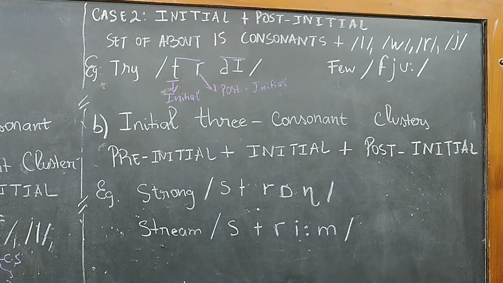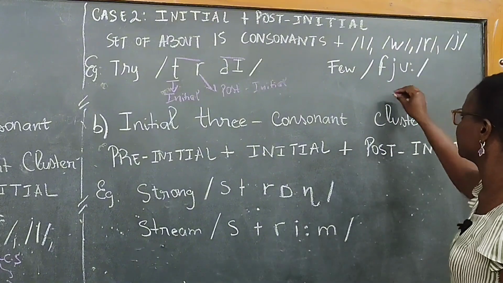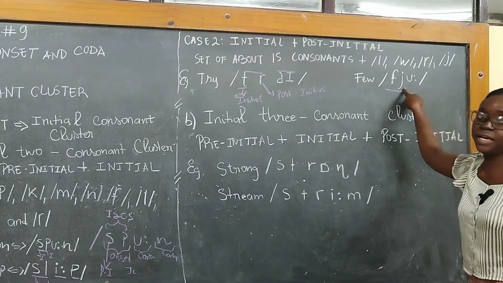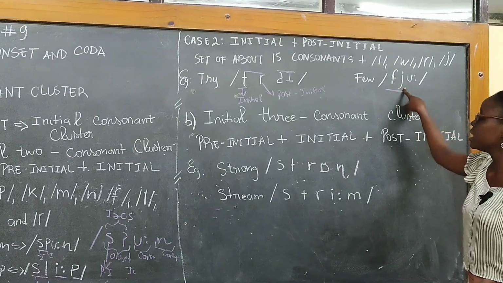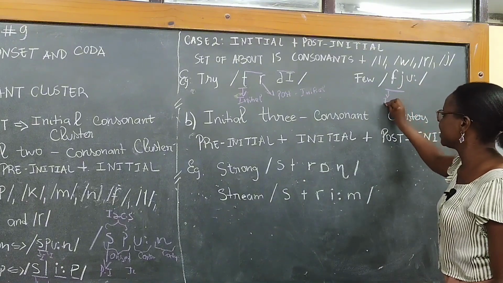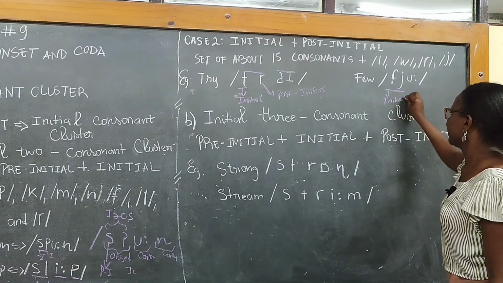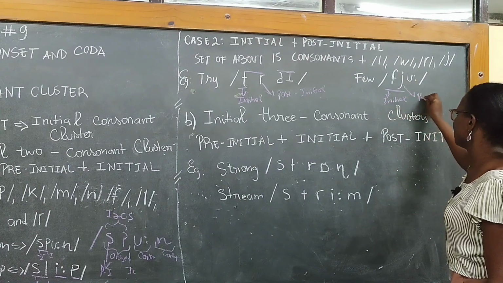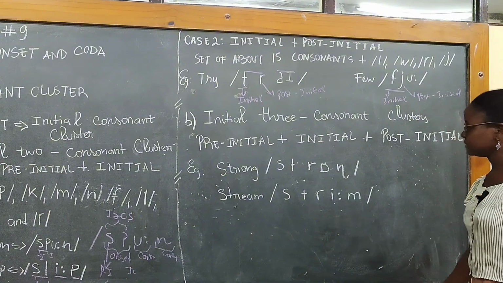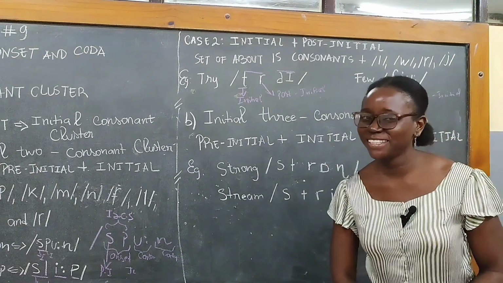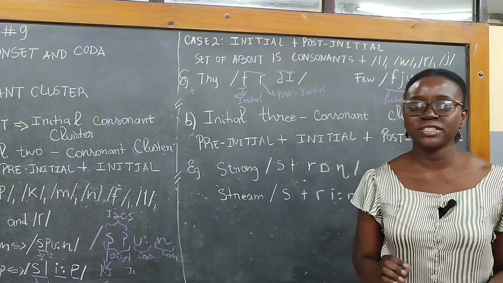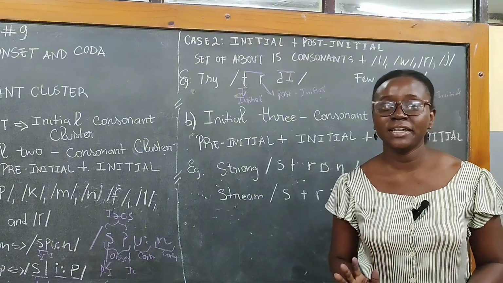Now, let's look at another example, which is the word few. Few. It's already transcribed, and if you pay attention, you have fa and ya. As you can see, ya is the second consonant. So the one that precedes ya is the initial consonant. And ya, of course, is the post-initial. As you can see, this is not a big deal. We just have to pay attention and, of course, transcribe the word carefully before carrying out any analysis.